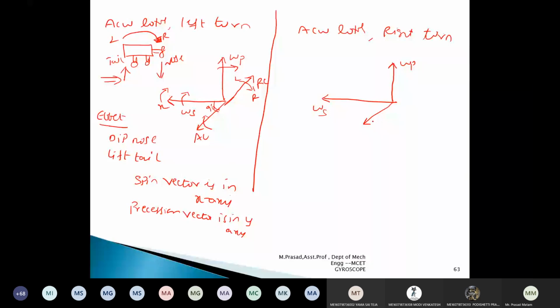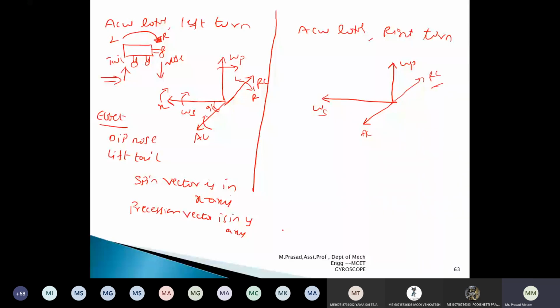Got it? So the x-axis is coming in the third quadrant. This is the x-axis, the y-axis, first and second. Z is coming towards me, which I cannot show. How am I drawing it? Rotate the spin vector by 90 degrees. This gives my active couple. Extend the active couple. This gives your reactive couple.